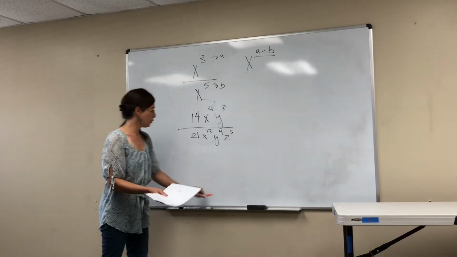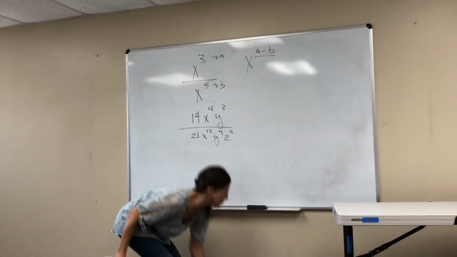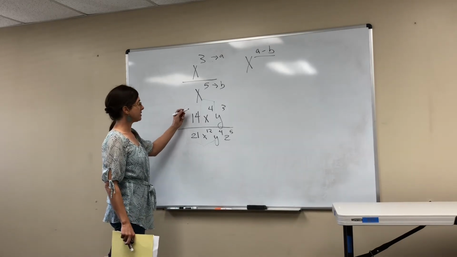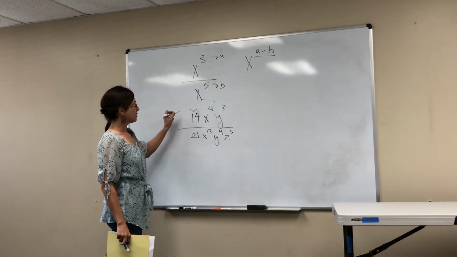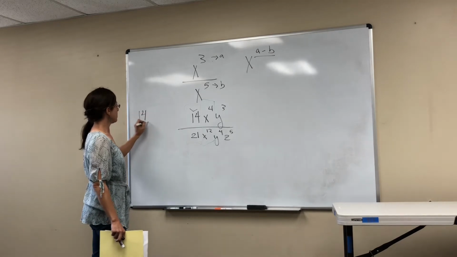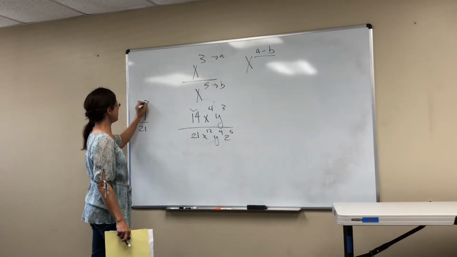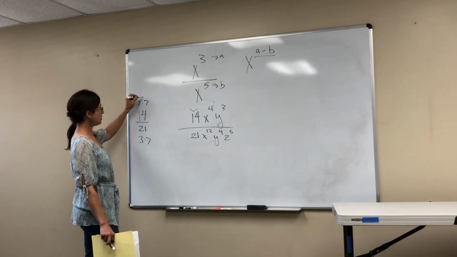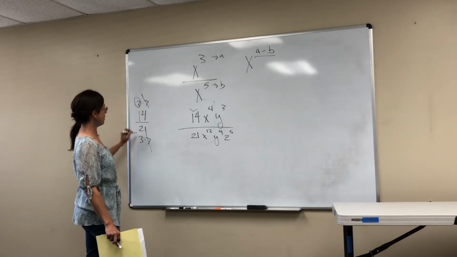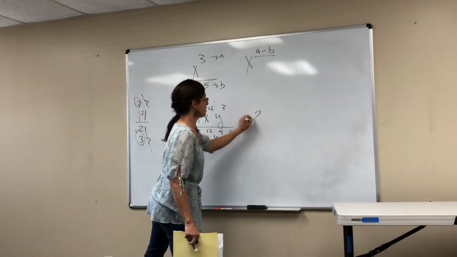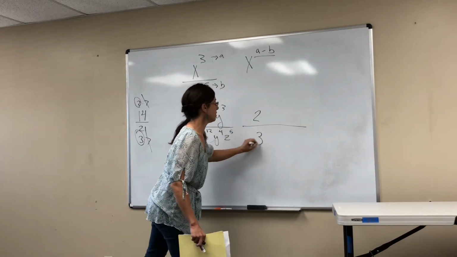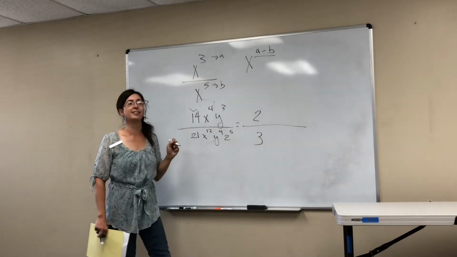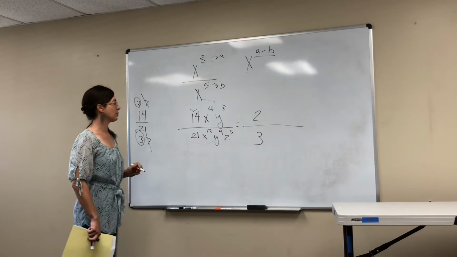Problem number 1, 14 over 21. How do we simplify that? We break it down into factors, correct? So I've got 14, 2 and 7. And 21, 3 and 7. What's the one I can take out? 7. 7 and 7. So I'm left with 2/3, 2 on top, 3 on the bottom. And feel free to just do a long fraction line if you need to when you're working through, okay?